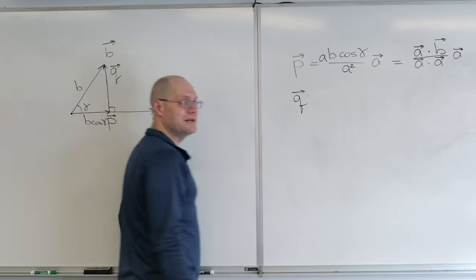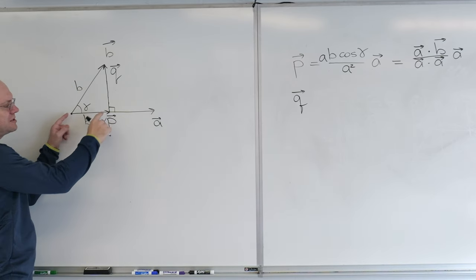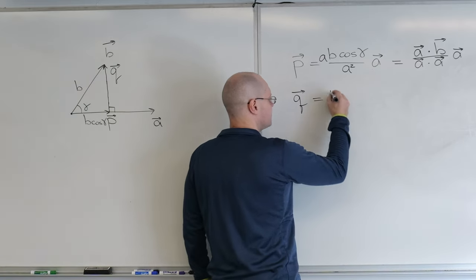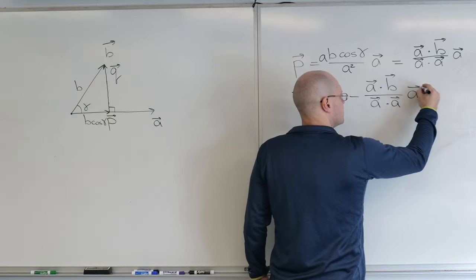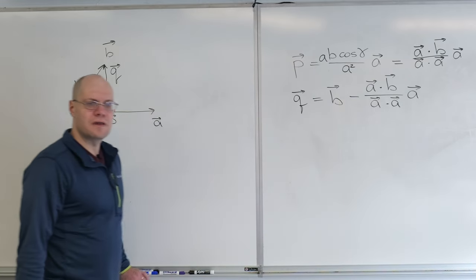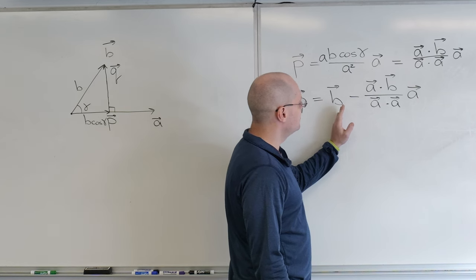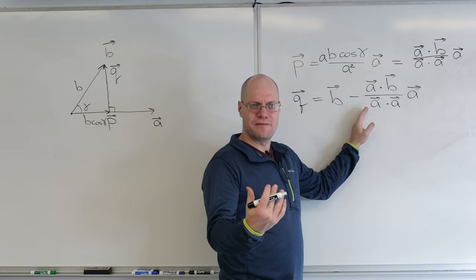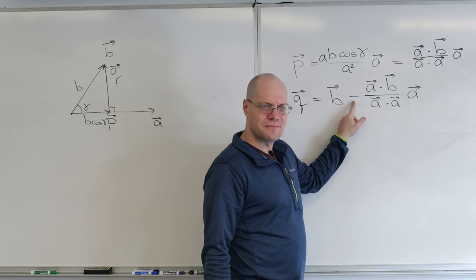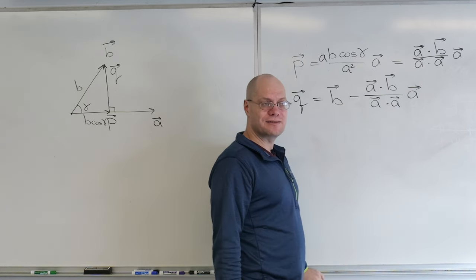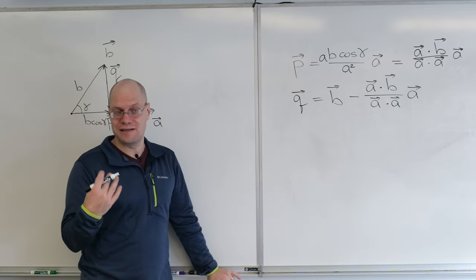Well, we know exactly what Q is. It's B minus the orthogonal projection of B onto A. So I just have to subtract it from B. Okay, there you go. One thing I want to say about this is that now we have all three elements here. We have vector addition, we have multiplication by a number, and we have dot products. So all three elements are exhibited in this expression.